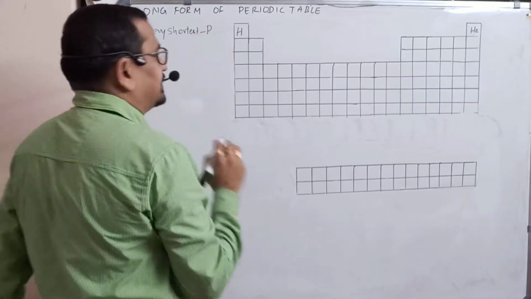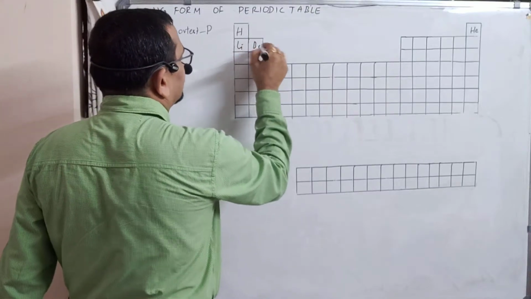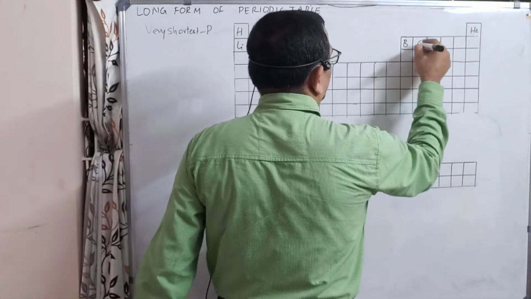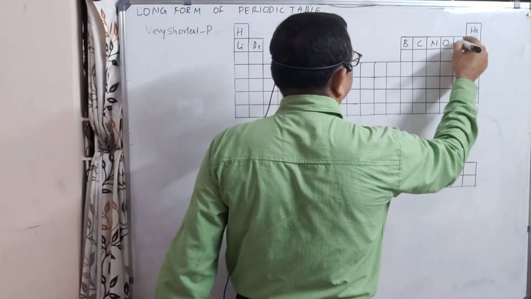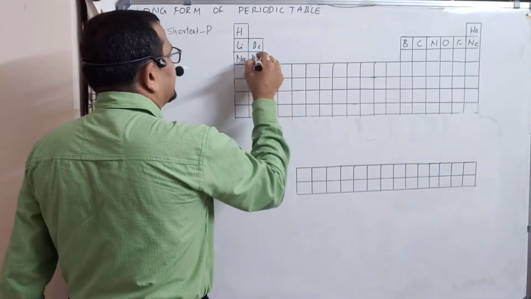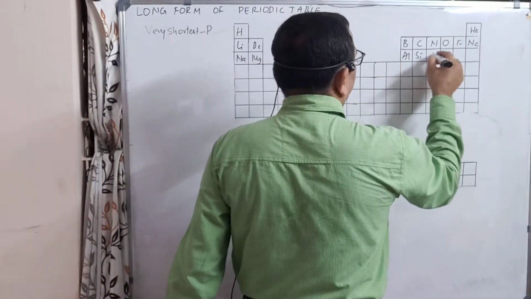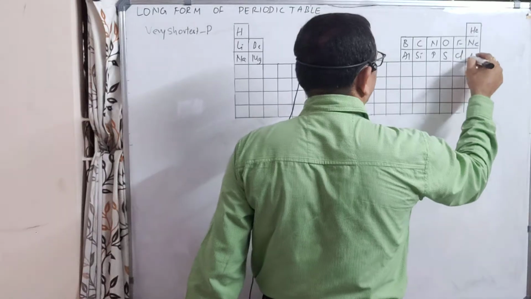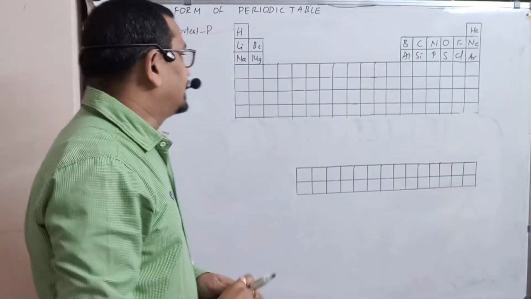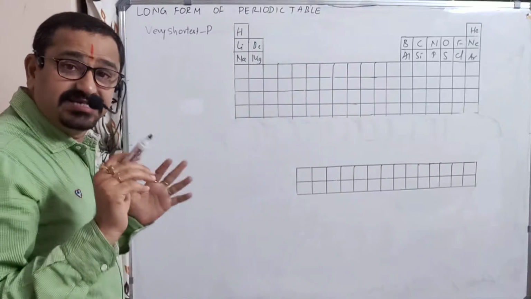Very shortest period. And the next period contains lithium, beryllium, boron, carbon, nitrogen, oxygen, fluorine, neon, sodium, magnesium, aluminum, silicon, phosphorus, sulfur, chlorine, argon. Okay, see, the next two periods contain 8 and 8 elements each.